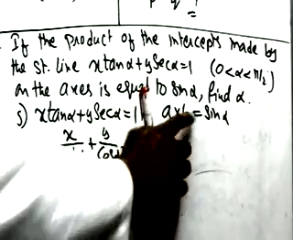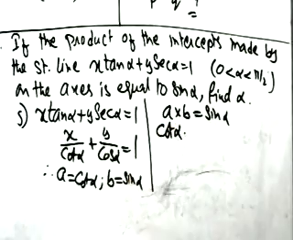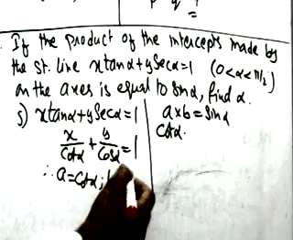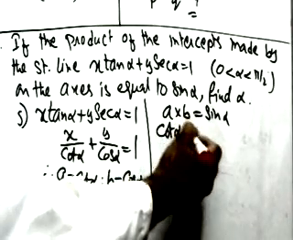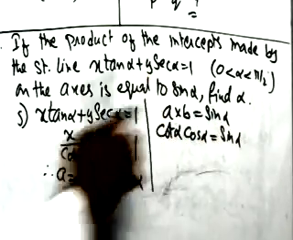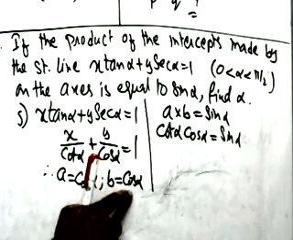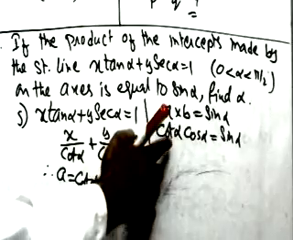Product of the intercepts, A into B. So what is A here? A is cot alpha, and B is cos alpha. So what is B here? B is cos alpha equals sine alpha. The value of A here is cot alpha, and B is the value of cos alpha equals 1.